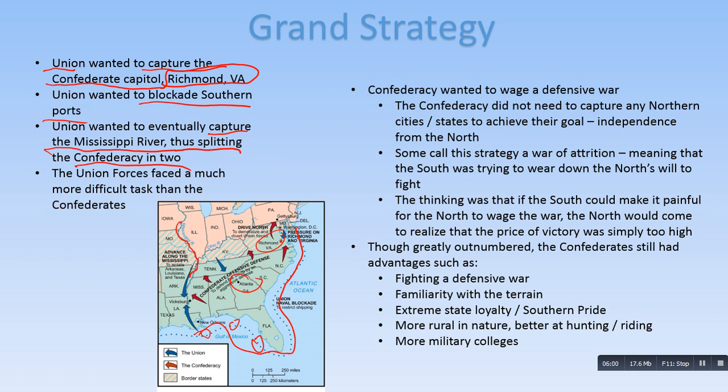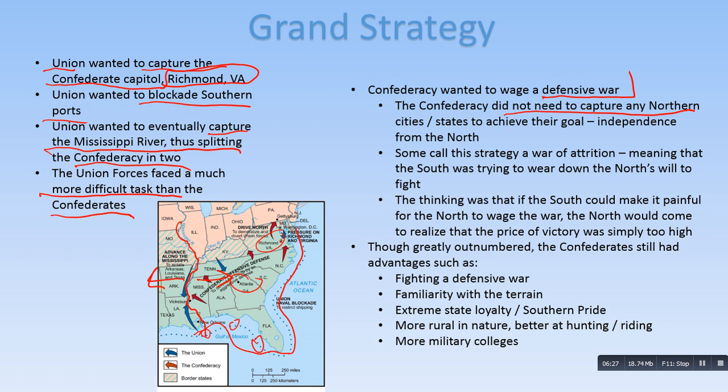The Union forces definitely had a much more difficult task than the Confederates. On the Confederate side, all they had to do was fight a defensive war. Come and take it from us. The Confederacy did not need to capture any northern cities or states to achieve their goal. And remember, their goal was just independence from the North. That was their goal.